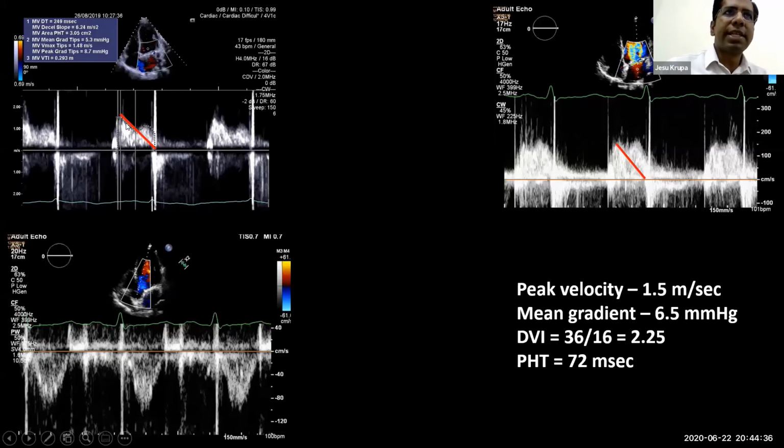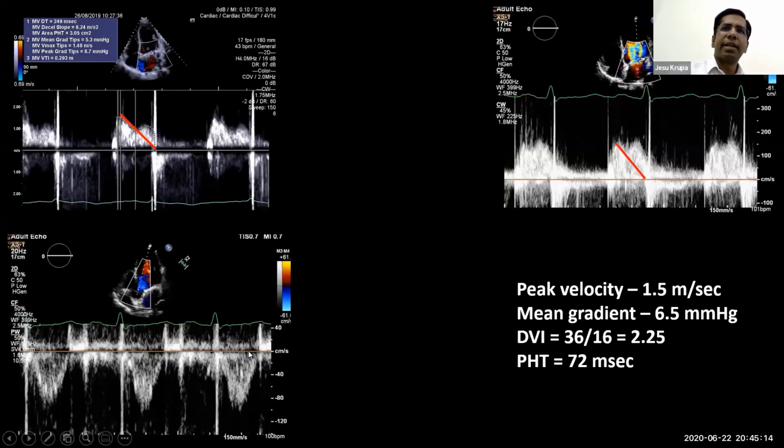But what you can notice here is that the pressure half time is very steep. So pressure half time is 72. Here also, this was around the same time. This was immediate post-op, and this also in the same hospitalization was repeated again. As you can see, mild increase in the gradient as compared to this particular study, and that is also because the heart rate is a little higher than this one. However, the slope doesn't change. The pressure half time, the steepness of the slope remains the same. So that is something to bear in mind.